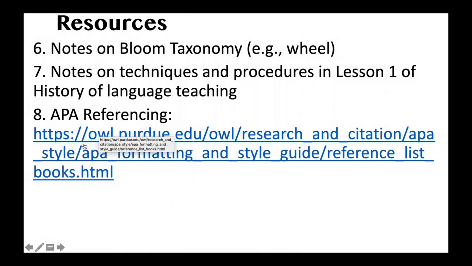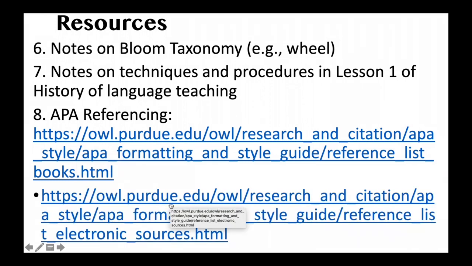So if you want to reference a book, that is the link that you can use. If you want to cite an electronic source, then you use this link. Or you can go on the Purdue University website, APA. Then you can just go through, because this is not just for this assignment, for any assignment at UNAM or any other university, know how to cite APA.